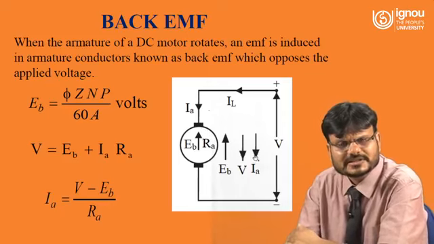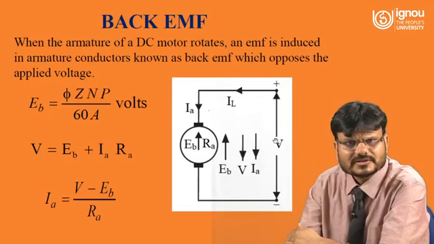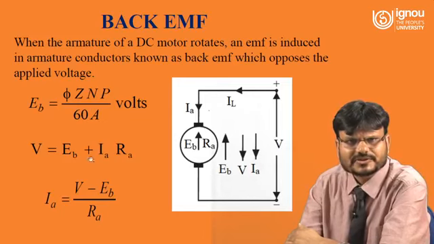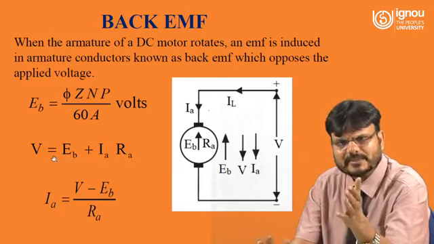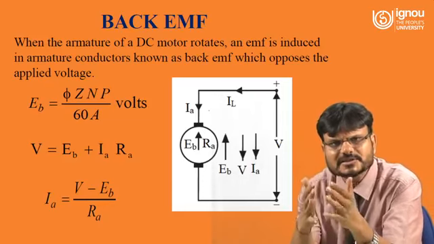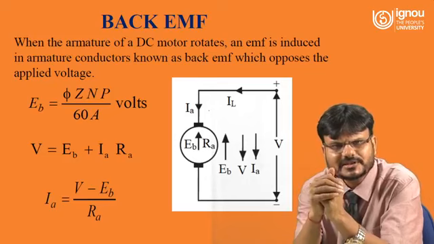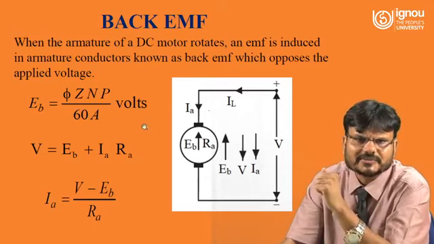Now here you can see, just apply the KVL. So here you can write one equation, that is V. V is equal to what? V equals EB plus IA RA, where V is the applied voltage, that means DC voltage, and this EB is the back EMF. And IA is what? IA is the armature current and RA is the armature resistance.